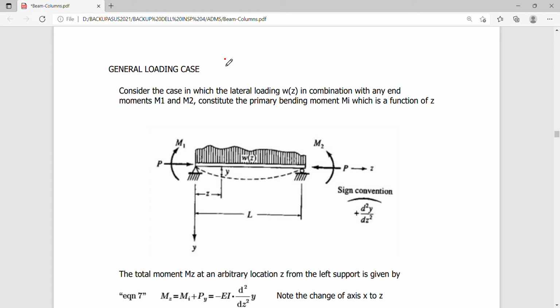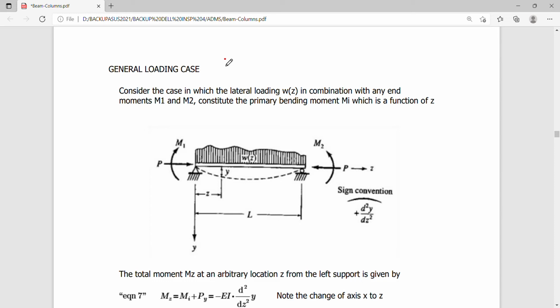This is a continuation of the topic on beam columns. So let's now consider a general loading case upon which the behavior of the beam column will be based. Consider the case in which the lateral loading wz in combination with any end moments M1 and M2 constitute the primary bending moment Mi, which is a function of z.